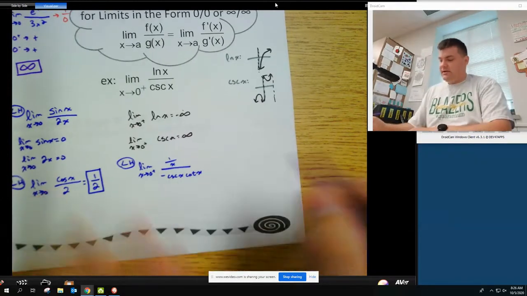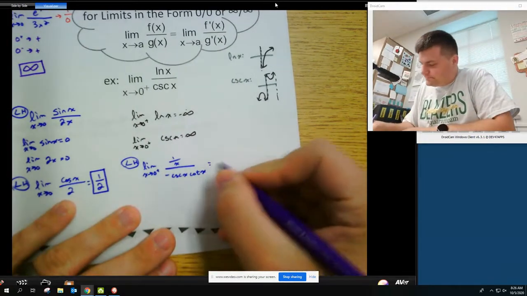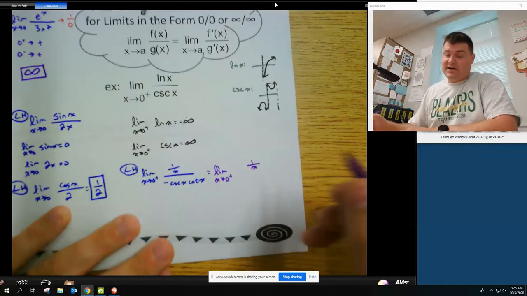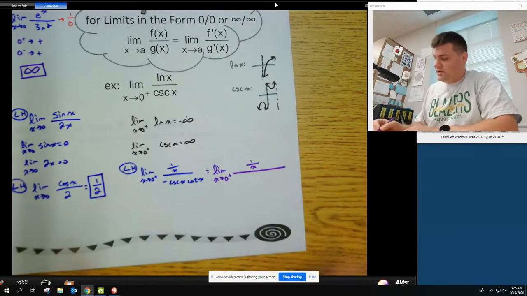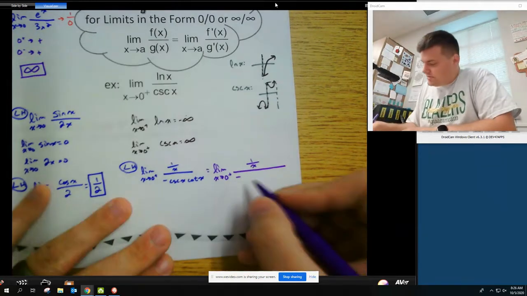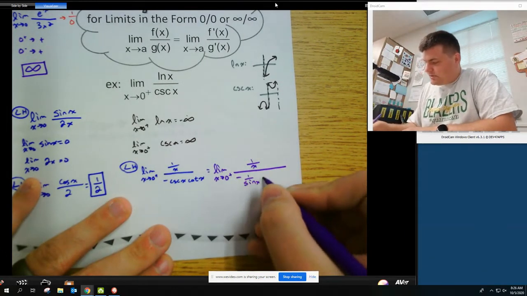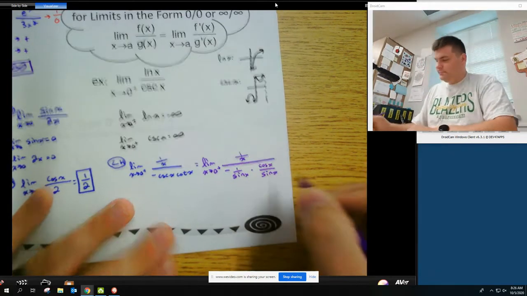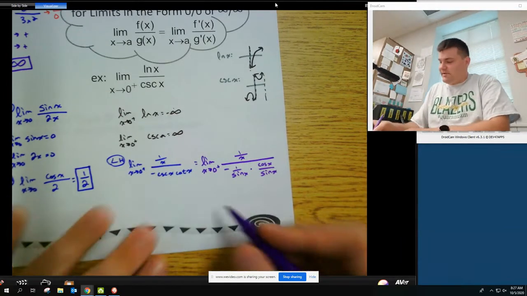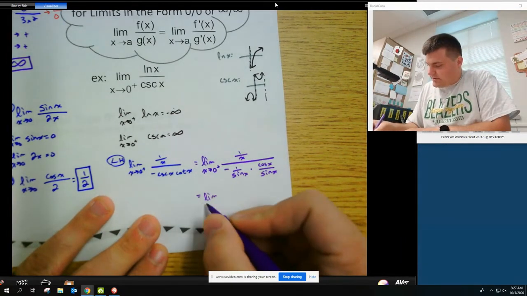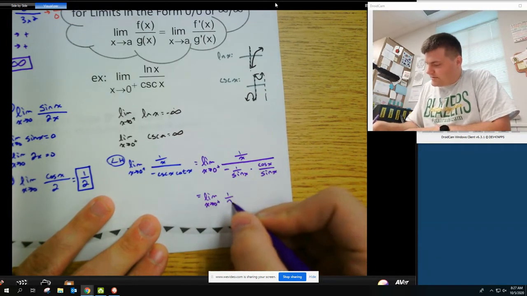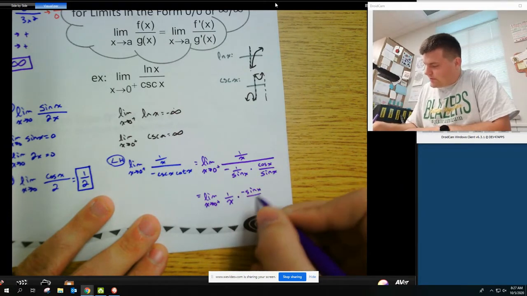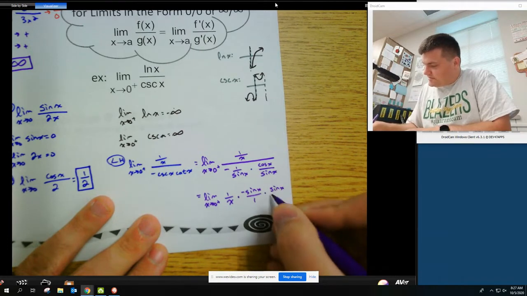So I'm going to rewrite my cosecant cotangent stuff. So I'm going to get 1 over x, which, by the way, I know I have a fraction and a fraction. That's going to change here very shortly. Cosecant is 1 over sine. Cotangent is cosine over sine. Since I have fractions on the bottom, I'm going to flip the second and multiply. So I'm going to get the limit as x approaches 0 from the right of 1 over x, multiply, and we're going to flip, times negative sine x over 1 times sine of x over cosine x.